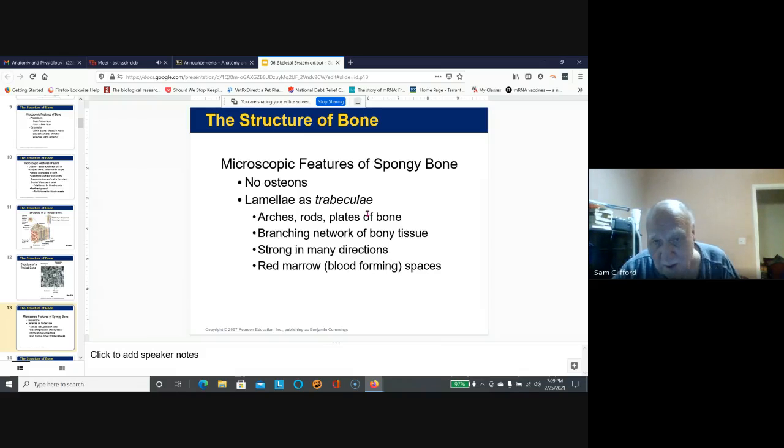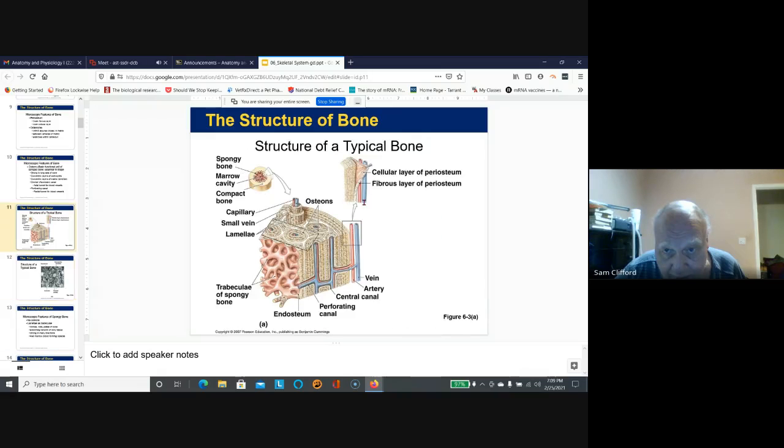They communicate and share those nutrients and move waste through the canaliculi. So spongy bone is different. It doesn't have osteons. Lamellae are the trabeculae, and blood forming spaces are there. We saw what spongy bone looked like in the picture above. So if we go back to that, there is our spongy bone lining the medullary cavity, and on either end of the bones in the epiphysis in a long bone.